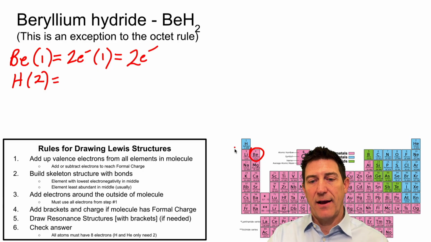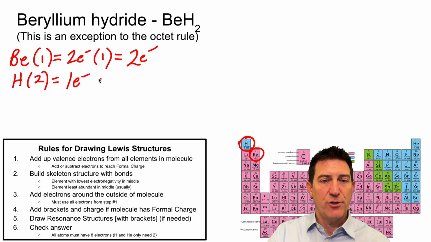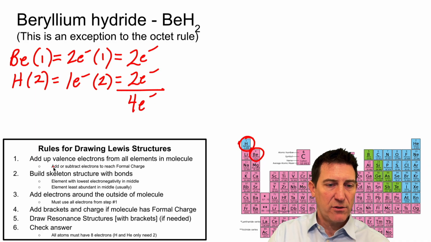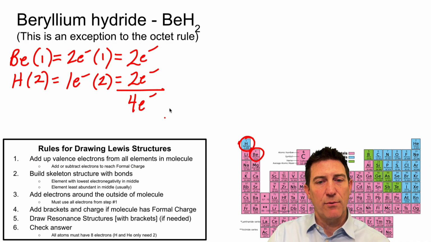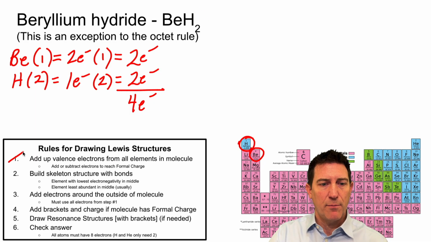All right, let's find our hydrogen right here. That's easy. It's in group 1A. So each hydrogen has 1 valence electron, but there are 2 in our compound. So that's 2 electrons. We add them up and we get 4 electrons. We need to add or subtract to reach the formal charge. The formal charge would be if there's a plus or a minus up here. It doesn't have that, so we're done with number 1.